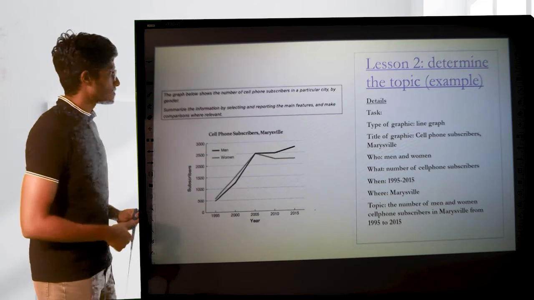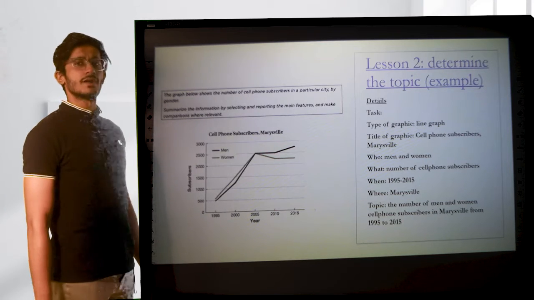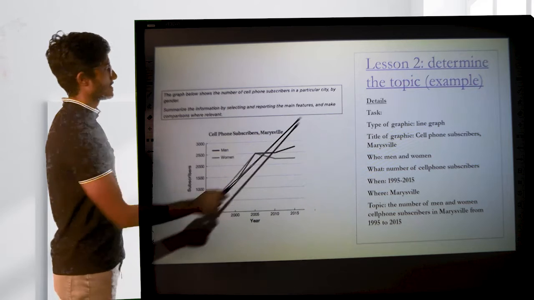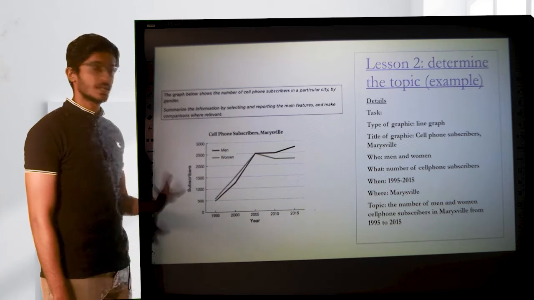Let's look at another example. Here we have a different type of a graph. So let's break this graph down. The task is this one, the instruction, what they're telling you to do.